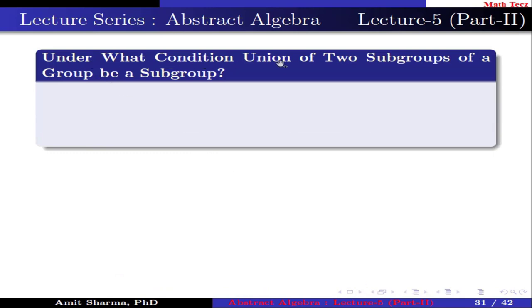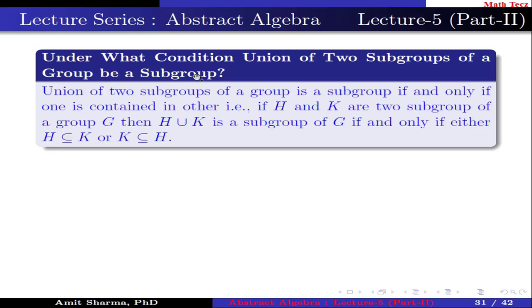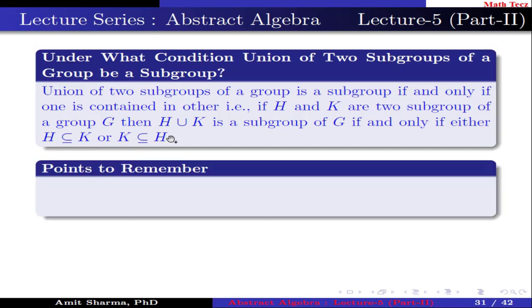Under what condition is the union of two subgroups of a group a subgroup? The union of two subgroups of a group is a subgroup if and only if one is contained in the other. That is, if H and K are two subgroups of a group G, then H union K is a subgroup of G if and only if either H is contained in K or K is contained in H.